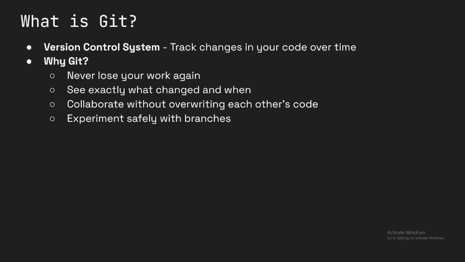So basically, what is Git? It's just a version control system you can use to track changes in your code over time so that you never lose your work. You can see exactly what changed, and at what time. You can collaborate without overwriting each other's code, and you can experiment safely with branches.